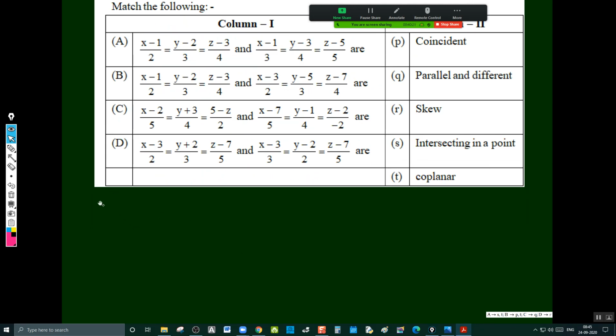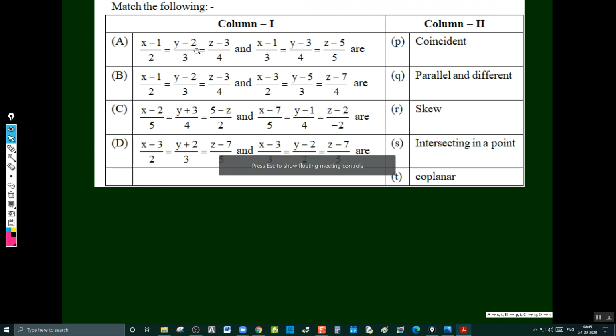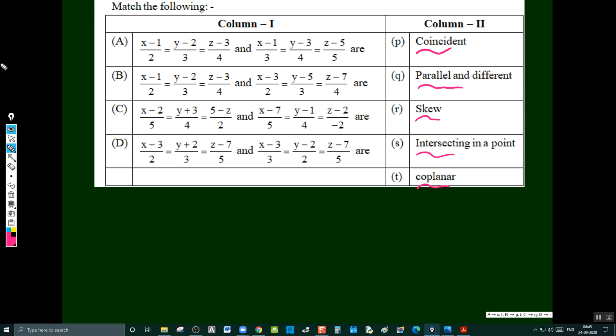A, B, C, D are in column 1 and in column 2 you have P, Q, R, S, T. In column 1, you are given lines, and in column 2, you are given the nature of the lines, that is, whether they are coincident, or parallel and different, or skew lines, or intersecting in a point, or coplanar, like that.